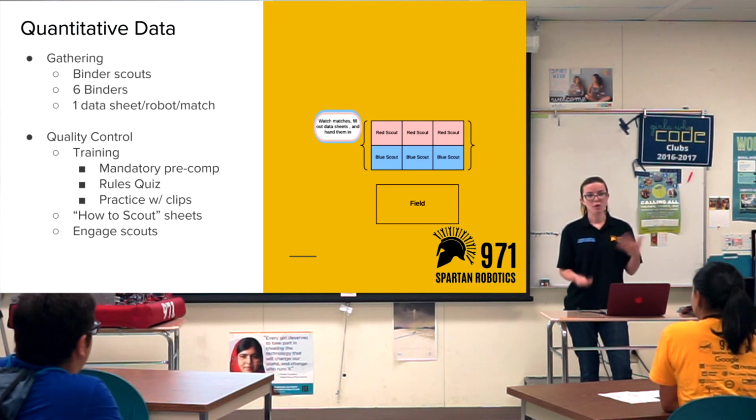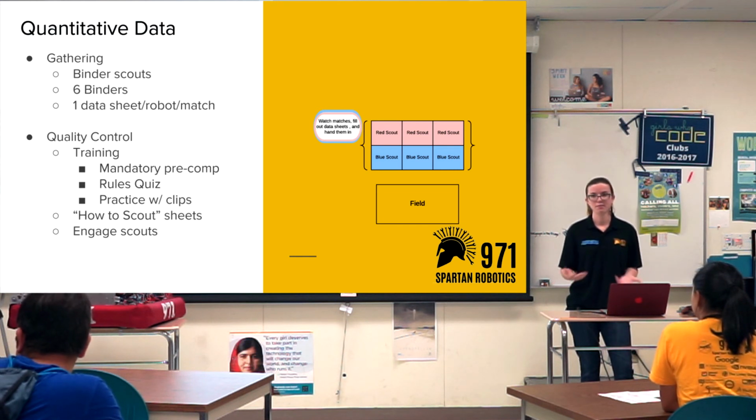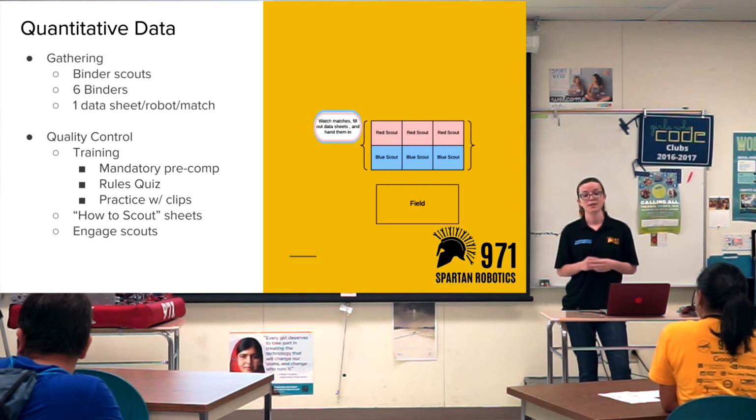And in terms of quality control, because again, your data is useless if it's not high quality. If you can't trust it, you can't use it. So how do we ensure quality control for collecting quantitative data? We really prioritize training. We have mandatory trainings before every single competition, not just before the first one, every competition.